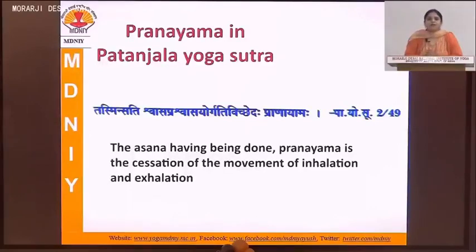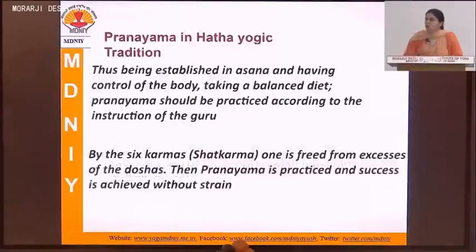So basically Patanjali Yoga Sutra gives a lot of importance to asanas before pranayama. They emphasize practicing asanas before moving towards pranayama. And pranayama in the Hatha Yogic tradition also says that one should be established in asana, then control the body with an adequate, proper diet, then go for Shatkarmas, and then move towards pranayama.